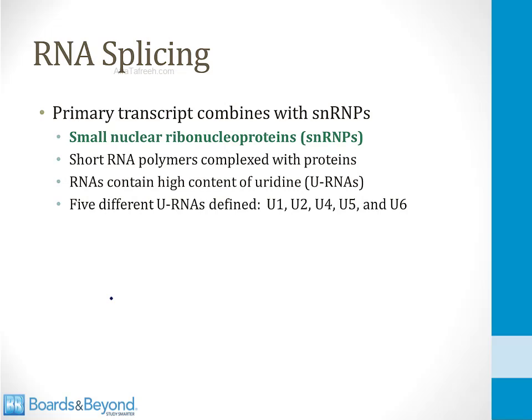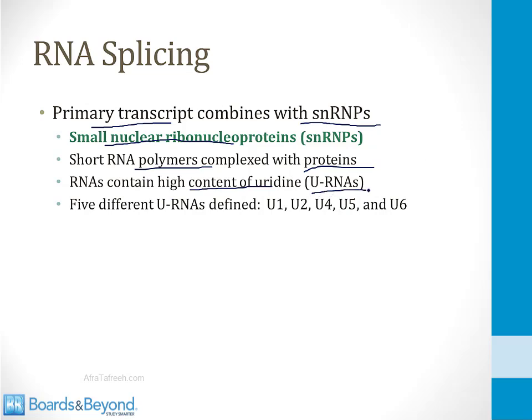There's a complex process by which RNA splicing occurs, and they like you to know something about this for the step 1 exam. So the primary transcript, the initial piece of mRNA, combines with structures called snRNPs in order to undergo RNA splicing. snRNPs are small nuclear ribonucleoproteins. They are short RNA polymers complexed with proteins, so they're a mixture of RNA and proteins. And the RNA in these snRNPs has a high content of uridine, so they're sometimes referred to as uRNAs.